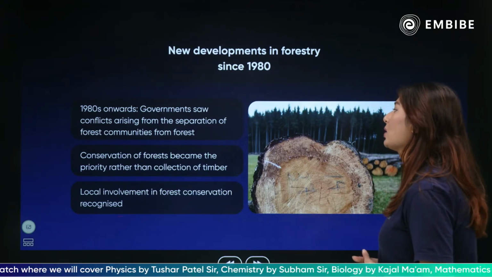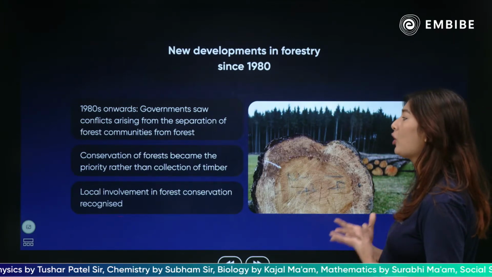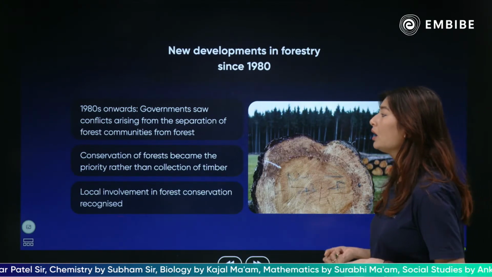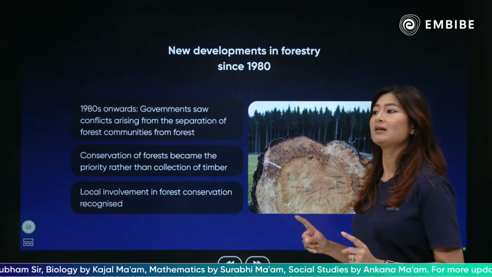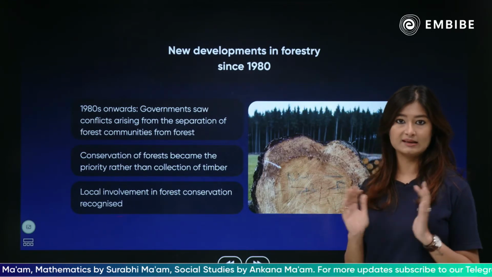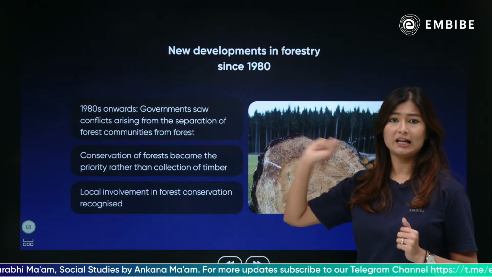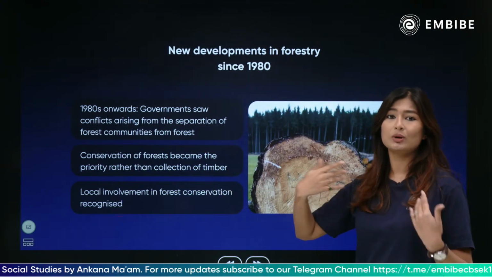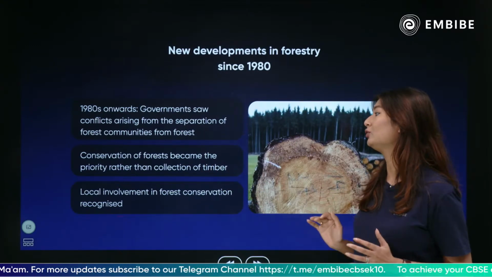So 1980s onwards, हमने देखा है कि government saw conflicts arising from separation of forest communities from the forest. So they realized that the forest dwellers are there because the nature is helping them, that's correct, but they are also helping the nature. So in order to protect the nature, take care of it, we need to ensure कि nature जहाँ के साथ जो है ये इन लोगों को भी आप रहने दो.